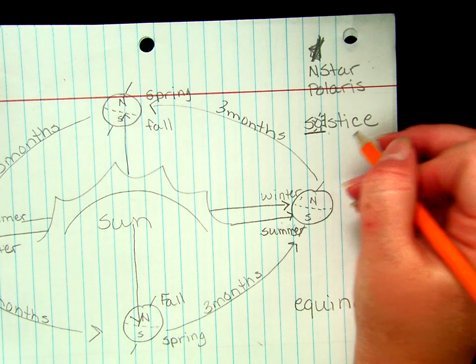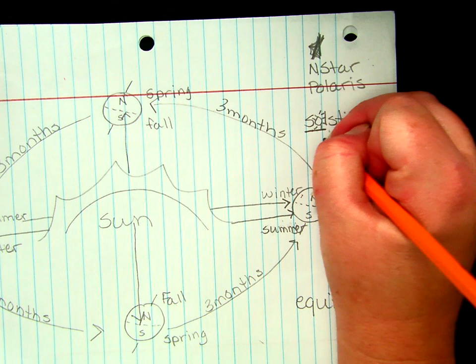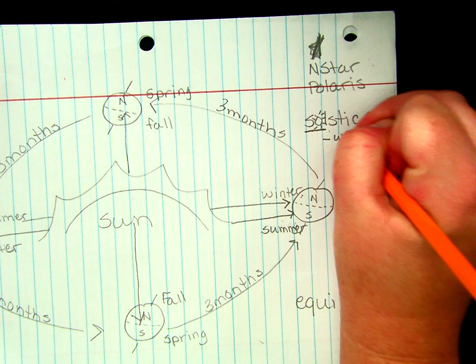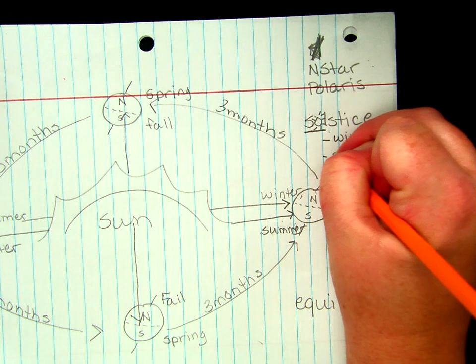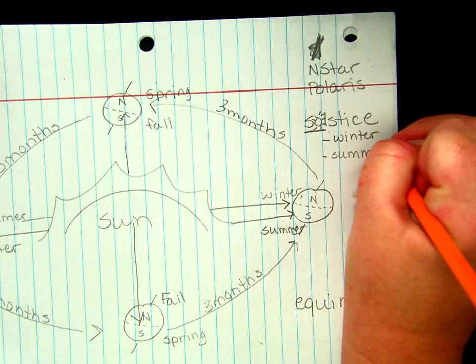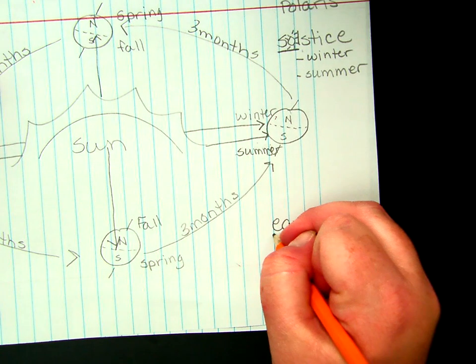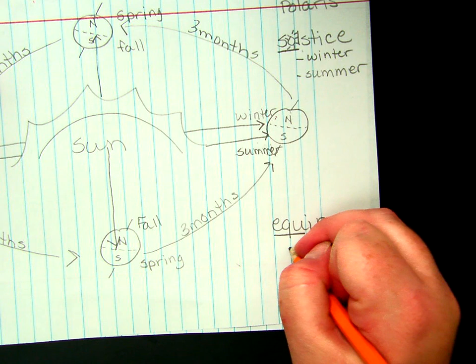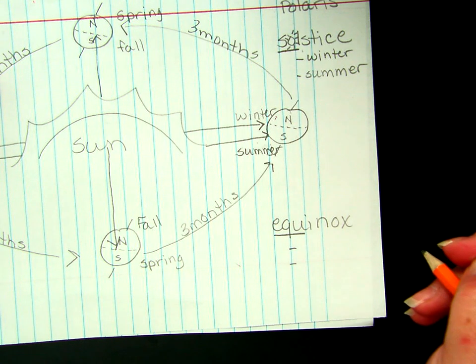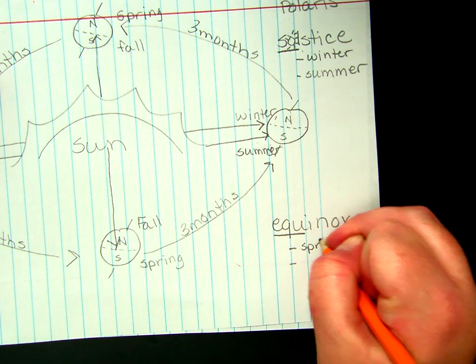All right, so sol means sun. So it's going to be during the months when there is a lot of sun or not very much sun. So a solstice is going to happen in the winter when we don't have much sun, or in the summer when we have a lot of sun. Now, equinox, look right here, EQU, looks like the word equal, and that's when we're going to have equal day and equal night. And that's going to be in the spring and the fall.